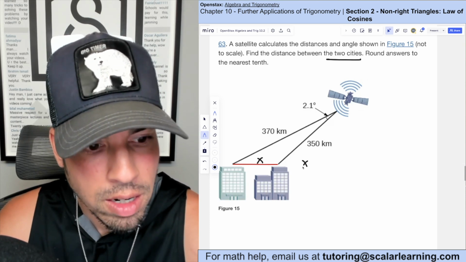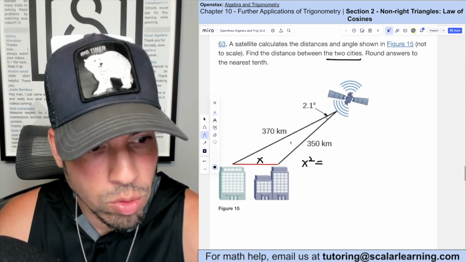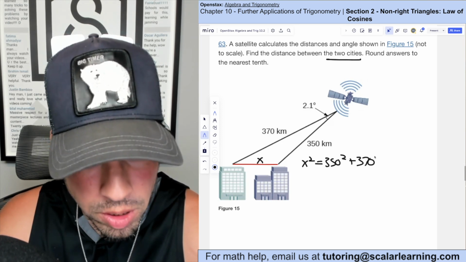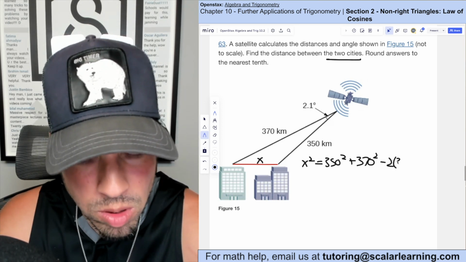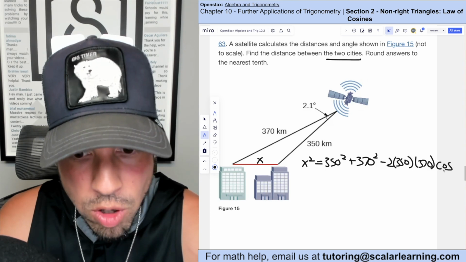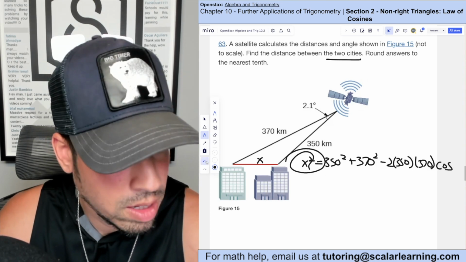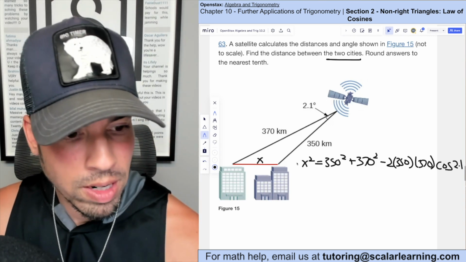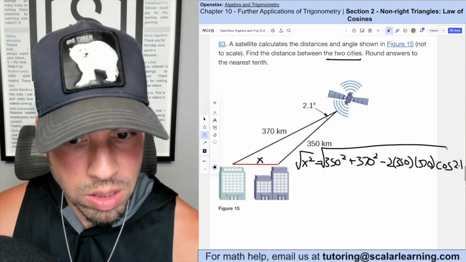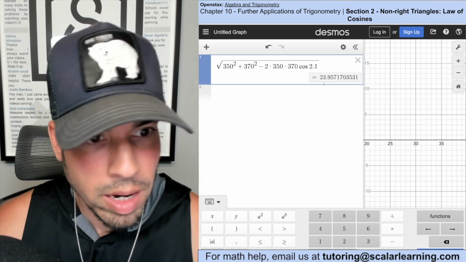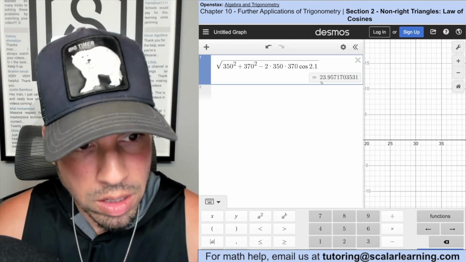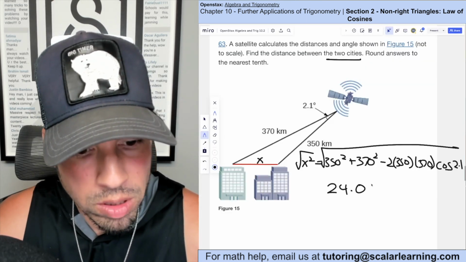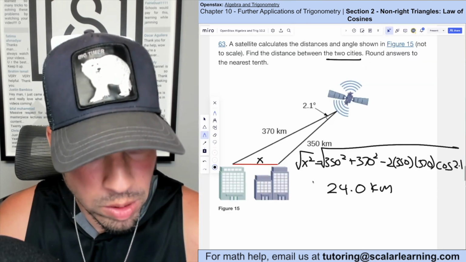So we got the unknown side x squared equals one of the known sides squared plus the other one squared, in no particular order, minus 2 times the product of these guys, and then times cosine of the angle opposite this, which is 2.1 degrees. And then since we're not trying to find x squared, we're trying to find x, we got to take the square root of both sides. Let's plug that into Desmos now. And we get 23.95, rounded up would be 24.0. So the answer is 24.0 kilometers is the distance between the two cities.